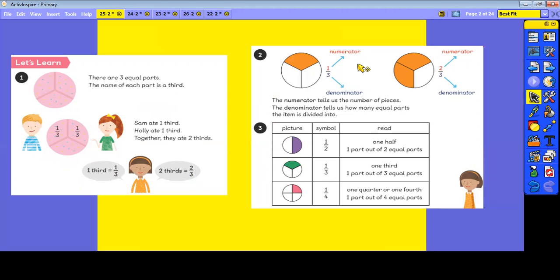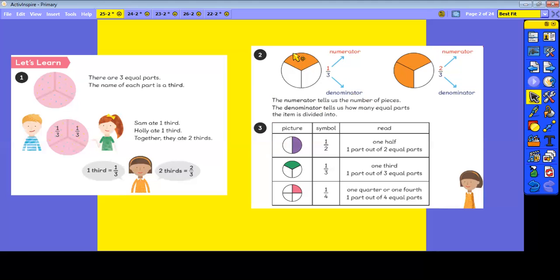Now, children, let's move on to part 2 of Let's Learn, because here we're going to be learning some new mathematical vocabulary linked with fractions, some technical words that you're going to have to master over the next few weeks and days. So, numerator, can you say that? Numerator indicates the number above the line. Here we've got the numerator of 1, and denominator is the technical word we use for the number that's under the line.